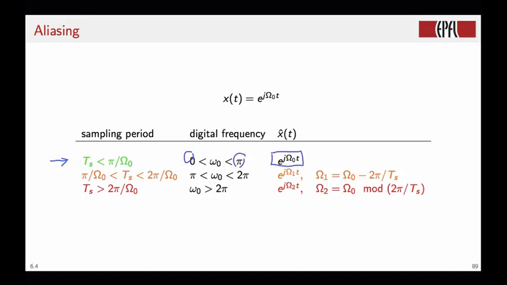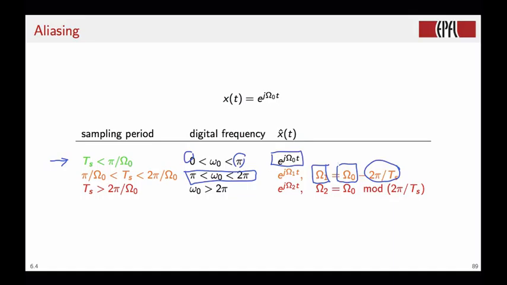The second case is when ts is in the intermediate range, so between pi over omega naught and 2 pi over omega naught. The digital frequency now is beyond pi, but smaller than 2 pi, so we see this in this formula here. And then the output will have a different frequency than the input, namely a frequency omega 1, which is equal to omega naught minus 2 pi over ts. Okay, so there is already aliasing happening, because you have this shift in frequency here that transforms the original omega naught into the output omega 1.